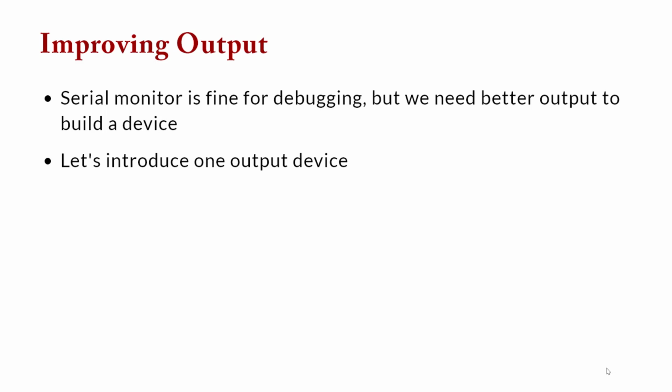So we've been using the serial monitor for output and little LED lights for some blinking lights, but we need a better way to present information to the user. Imagine if you had a smart toaster or an Amazon Alexa, you wouldn't want to connect it to your computer just to see the output messages. So we need a screen.